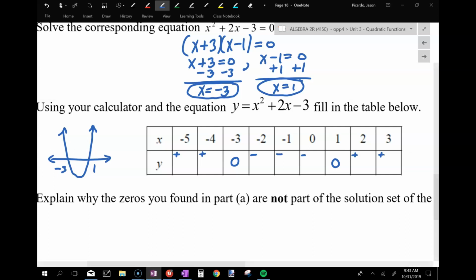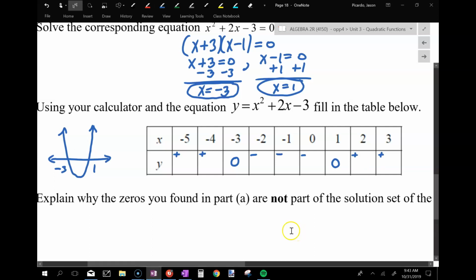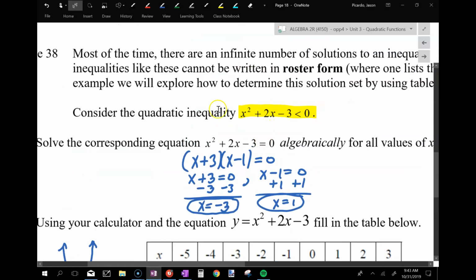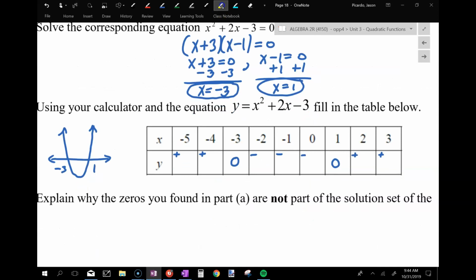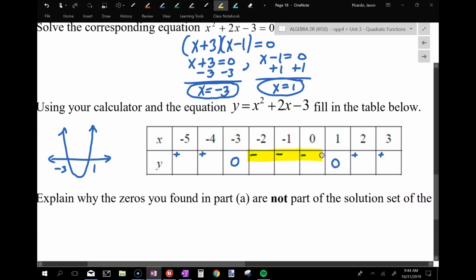Now, quick question. Do I really care what these values are in terms of positives and negatives? Because look at what I'm trying to solve. I want to know where this graph is less than 0, meaning what? Negative. Well, where was this less than 0? All of those values, right? So all of these. Okay, so all of these.